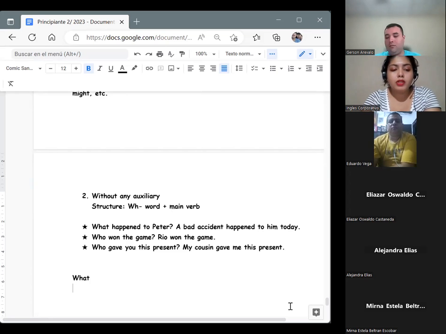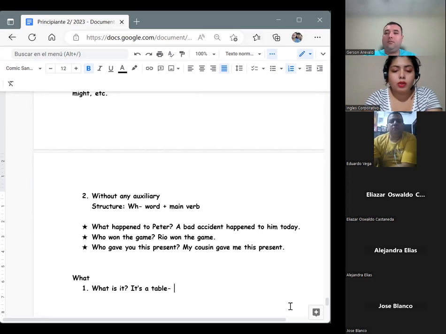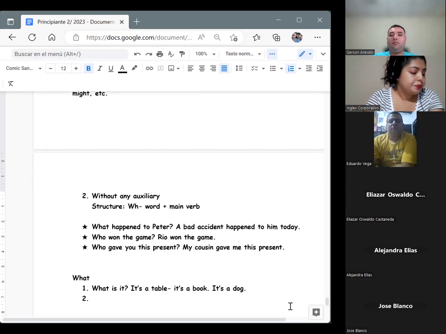So, I'm going to begin with this one. What is it? ¿Qué es eso? And we can say it is a table. Ustedes pueden utilizar cualquier cosa. It is a book. It is a dog. Whatever thing you want to say.